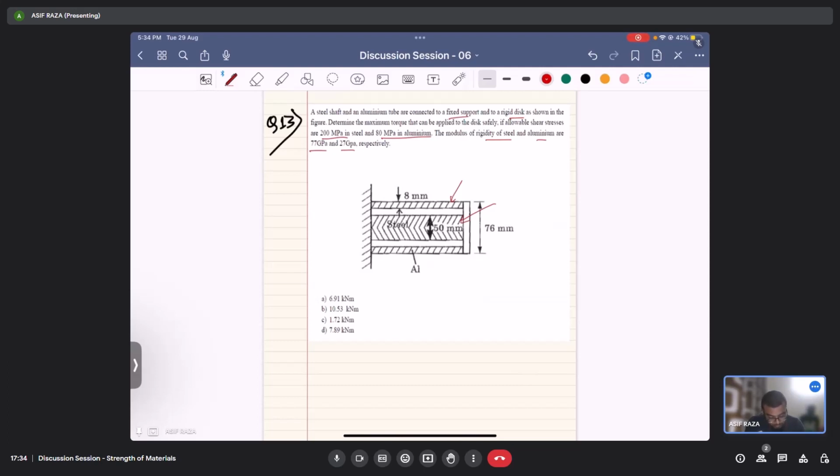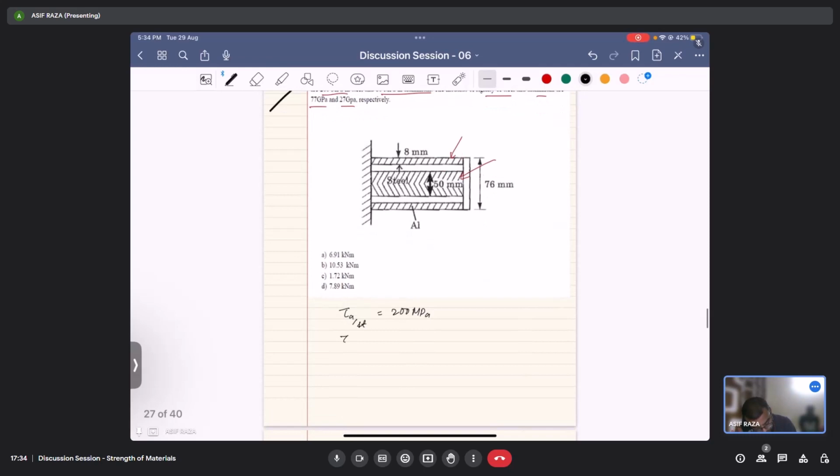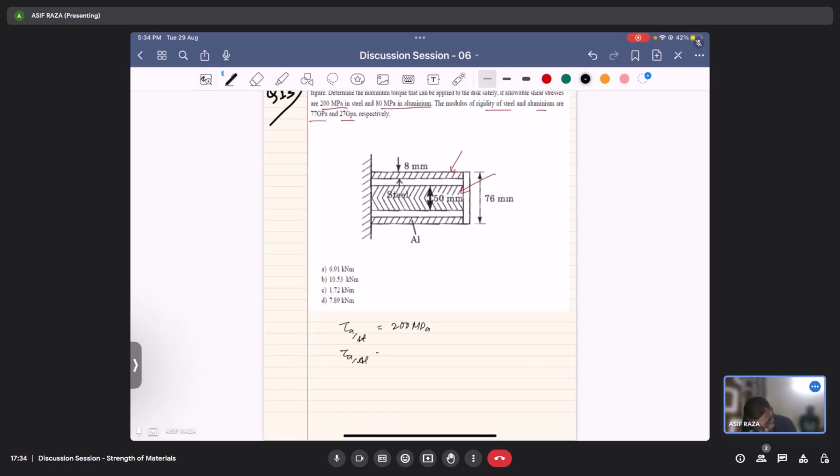And the given thing is, allowable, or I'll just write tau in steel, it's 200 megapascal, and the tau in aluminium, it's 80 megapascal.